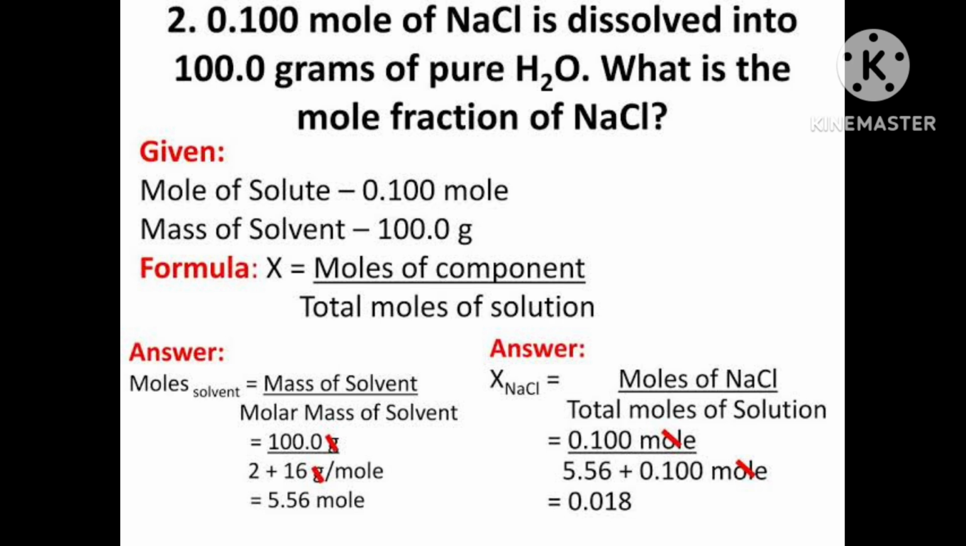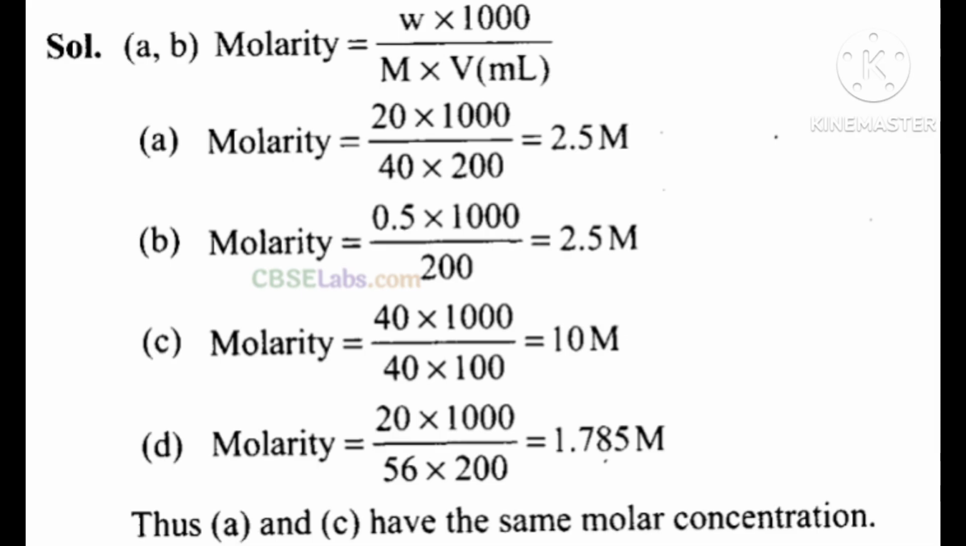Then water is 4.444, divided by 0.322 plus 4.444. After solving, you will get 0.932 mole fraction. For ethylene glycol, you got 0.068, but for water, you got 0.932 mole fraction. Water is more.